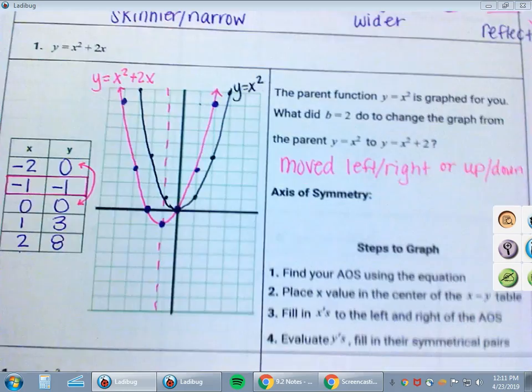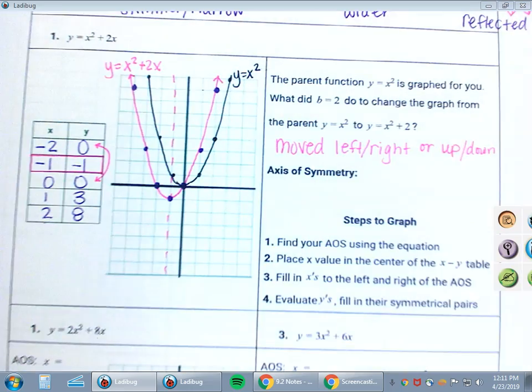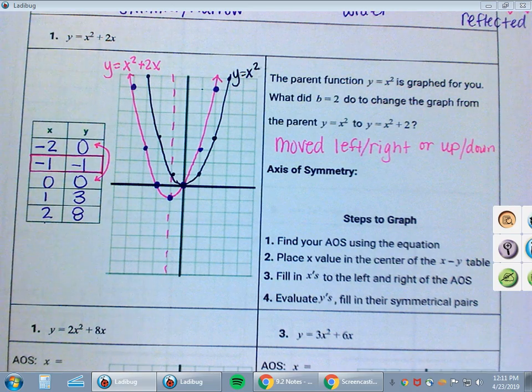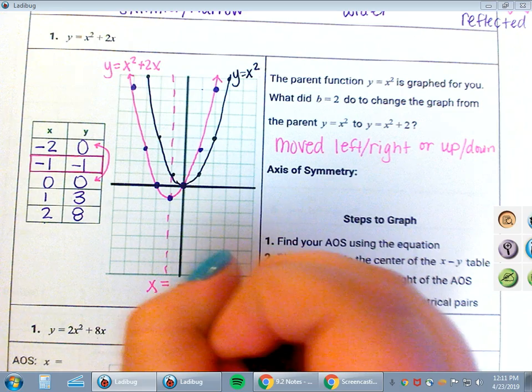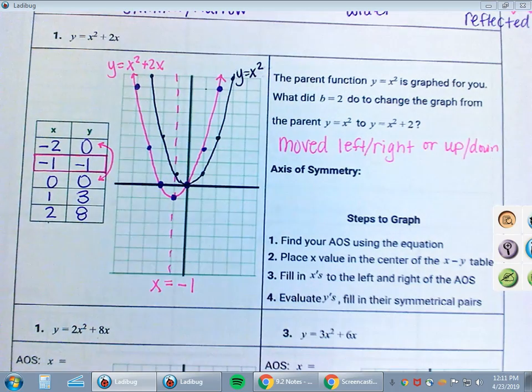So it moved it left, right, or up, down. Let's look at the axis of symmetry specifically. This line that we were working with is always going to be a vertical line. And as you remember, vertical lines have equations that are x equals. So this line is at x equals -1. What this b is going to do for us is tell us how to find the axis of symmetry, which is very helpful for graphing in the future.